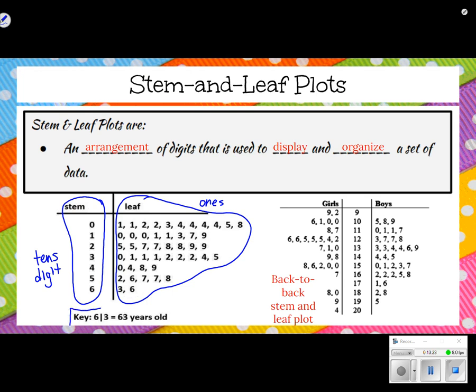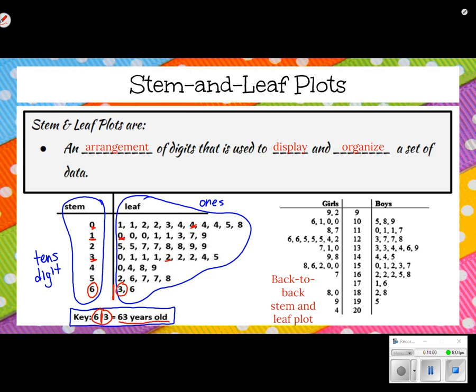But notice here, and this is very important, we have a key. And so the key is basically going to tell you how to read a stem and leaf plot. And so what they're saying here is if you take the 6 here and the 3 here, which is what they have, right? They have the 6 and then they have this bar, and then the 3, that translates into 63 years old. So then now you can read it. 1 and 0, that's 10. 3 and 2, that's 32. 0 and 4, that's 4.